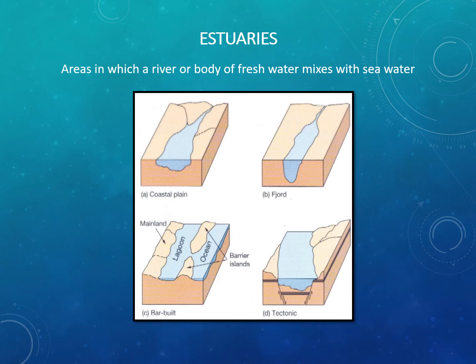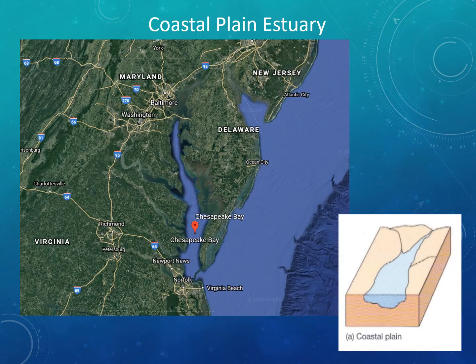An estuary is an area of land where a river or body of fresh water meets the ocean. There are four types of estuaries, as illustrated on this slide: coastal plain, fjord, bar-built, and tectonic. Coastal plain estuaries, like Chesapeake Bay in Maryland, form as the river empties out into the ocean. This creates a floodplain environment along the coast, and also wetlands can form in this way.